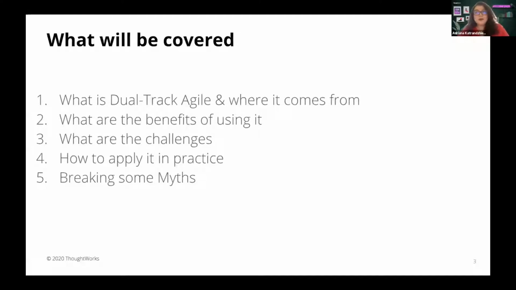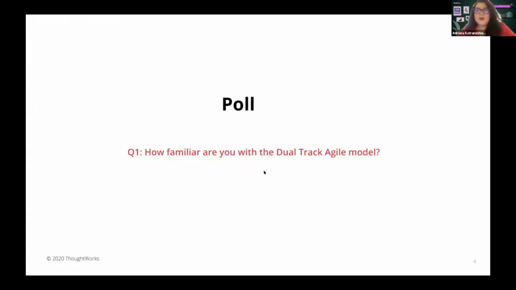And so I've prepared a couple of polls that I'm going to try and launch. Don't worry, this is not a test and it's absolutely anonymous. But I have a couple of questions I want to ask you before I start. So my first poll is really to focus around the familiarity of the audience that we have right here with the DualTrack Agile. So I want to know how familiar you are, and there is a scale from 1 to 5, 1 being not familiar at all, and then 5 being very familiar. I'm going to launch the poll now, and you have around a minute to vote.